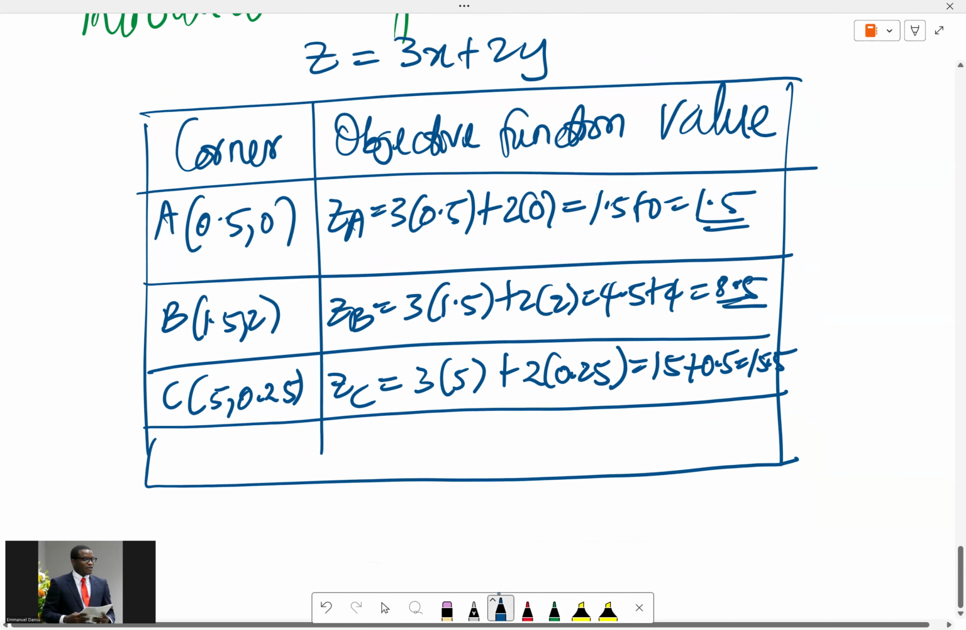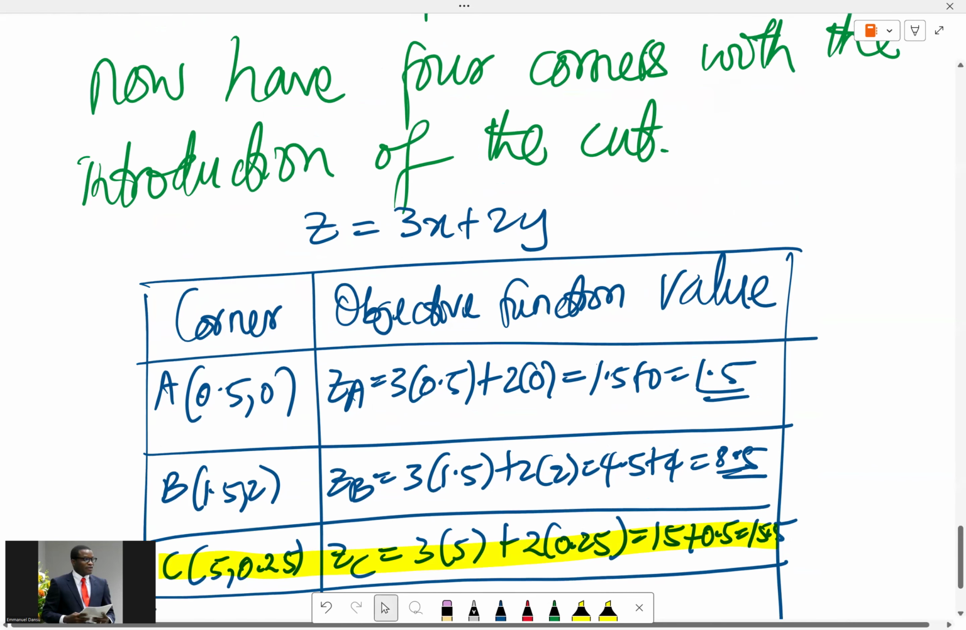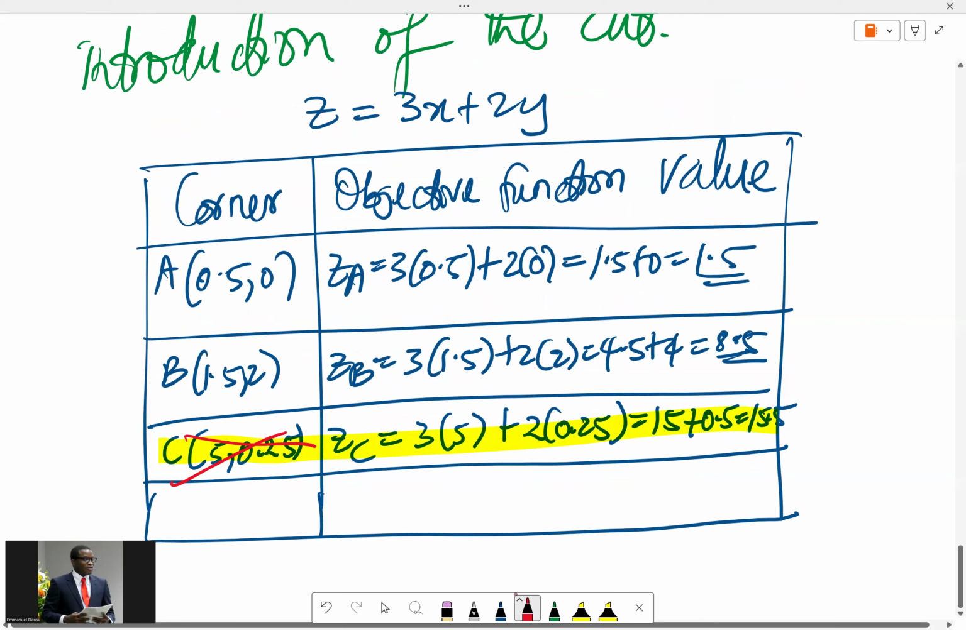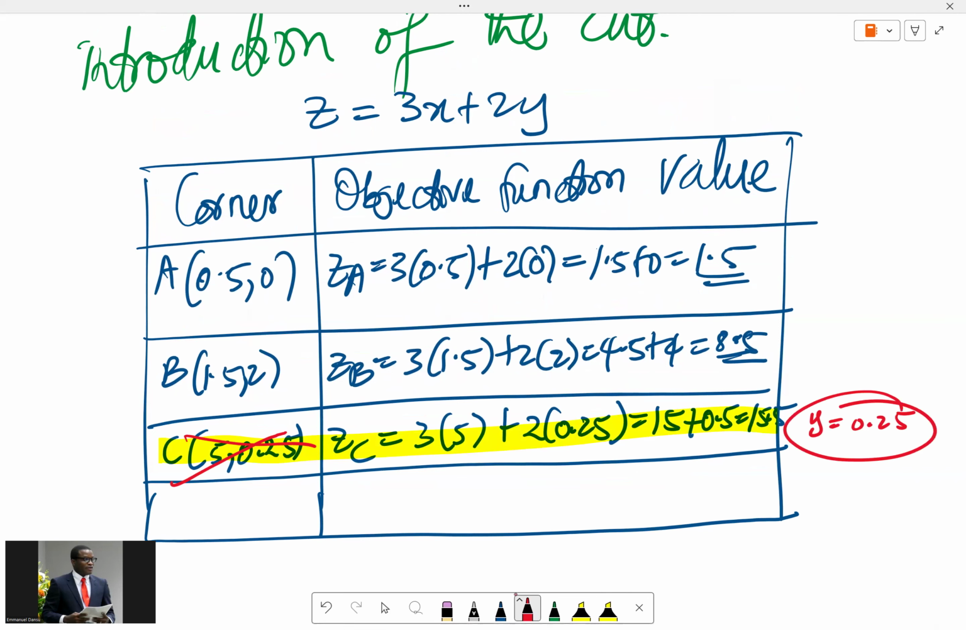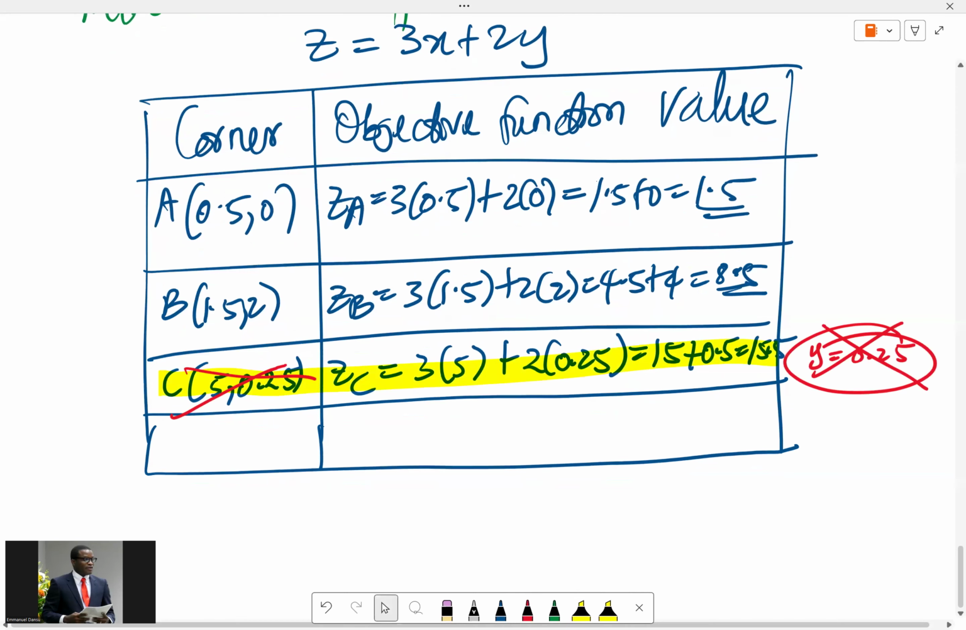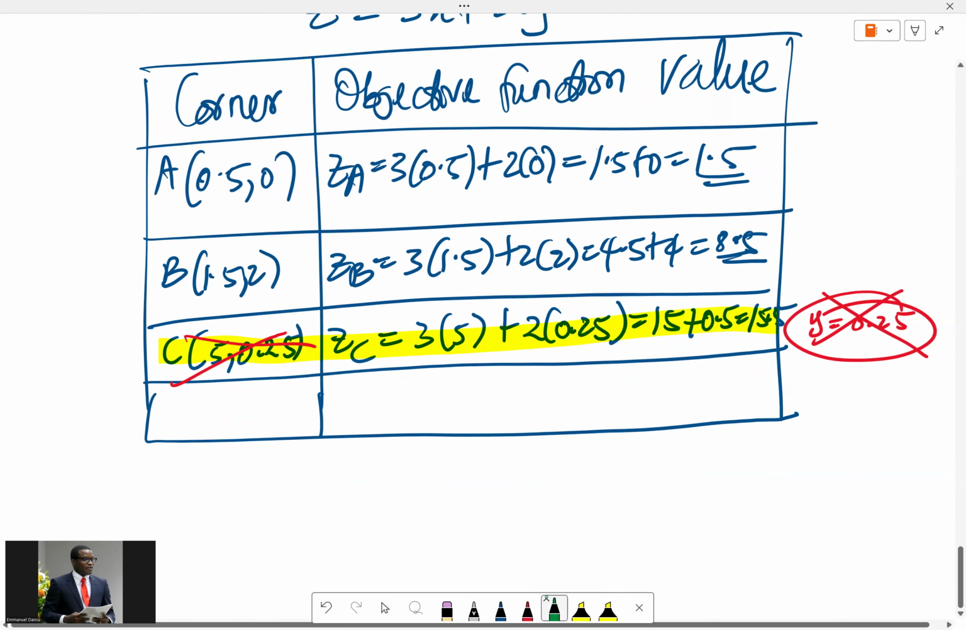But this C cannot hold water, right? This C cannot work. We can't take this because y is 0.25. It's not an integer, so it's out. We can't take that, because we need integers for both x and y.